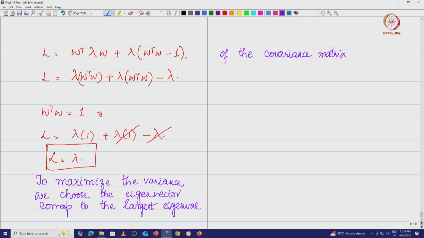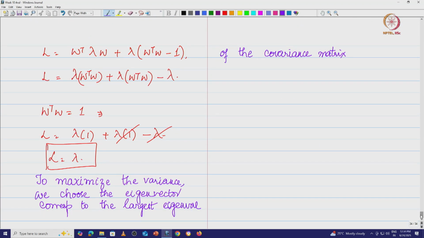So, the goal is basically to find the direction of the maximum variance, which corresponds to the eigenvector associated with the largest eigenvalue. PCA basically says this, based on the matrix calculus that we have done. We have established that if you are looking at the direction of maximum variance, it must correspond to the eigenvector associated with the largest eigenvalue of the covariance matrix.